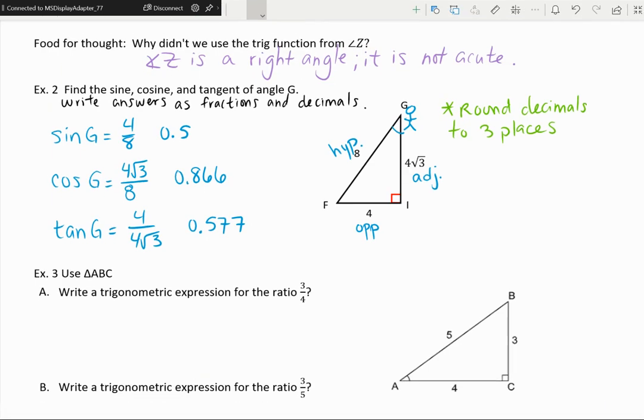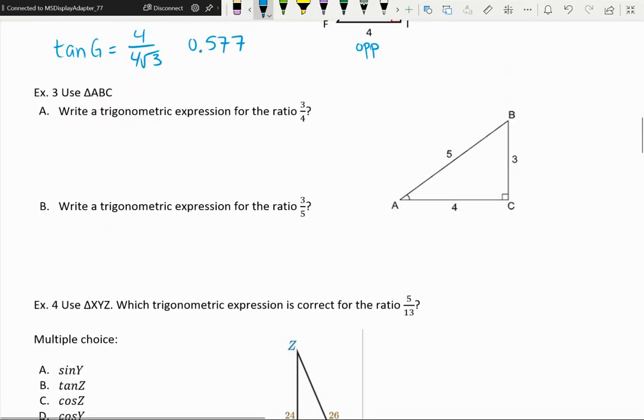Okay, so continuing with the notes. Use triangle ABC to write a trigonometric expression for the ratio 3 over 4. So now I'm still doing trig functions, but now I'm working a little bit backwards, and I want to write something for 3 over 4. So you can kind of work with this how you will. I do have a symbol here at angle A, which tells me that that's going to be where I'm standing.